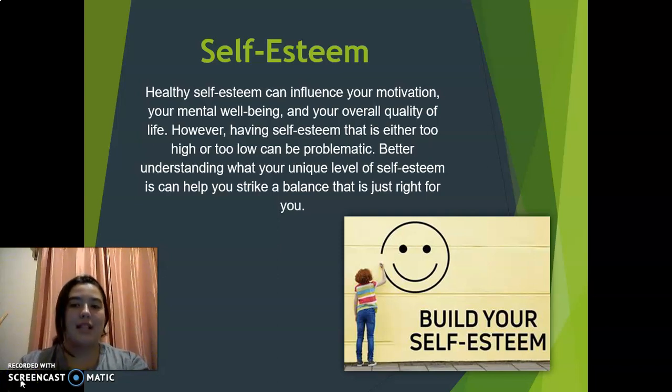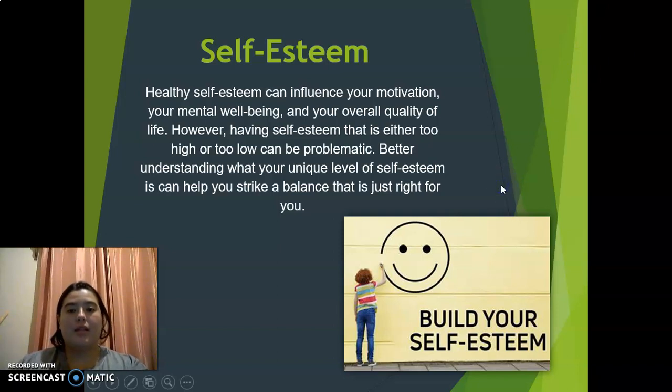This is biology class, and first I'm going to talk about the value for August, that is self-esteem. Self-esteem can influence your motivation, your mental well-being, and your overall quality of life. However, having self-esteem that is either too high or too low can be problematic. Better understanding what your unique level of self-esteem is can help you strike a balance that is just right for you, okay? So build your self-esteem and remember to practice this important value, okay?